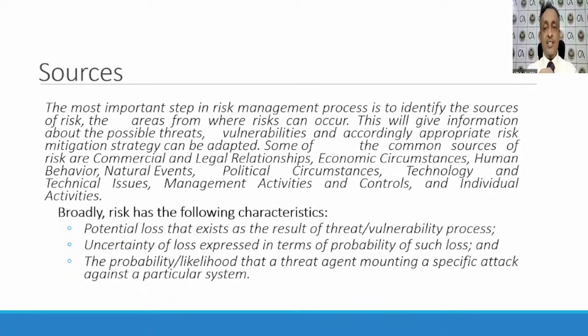Economic circumstances, human behavior, natural events, fire, earthquake, like that. Political circumstances across the world, we are seeing what is happening in Europe. Technology and technical issues, management activities and controls, individual activities. So these can be possible sources of risk, and please understand the slide says common sources. That basically means you can never list 100% of sources of risk. Why? Because risk is dynamic. You cannot parameterize everything out of risk.